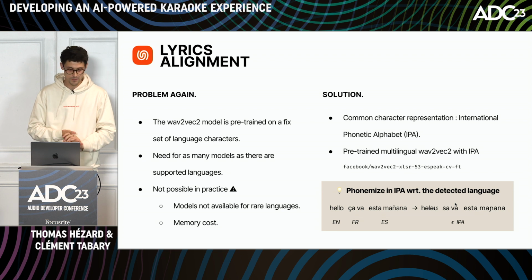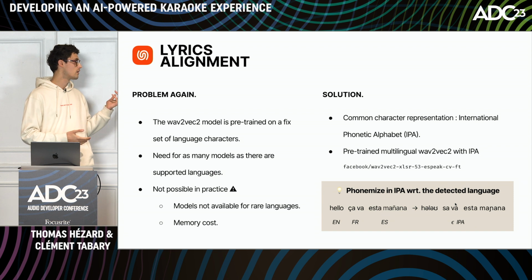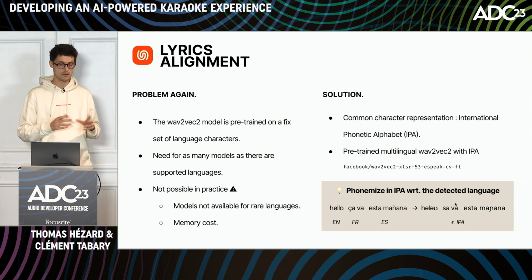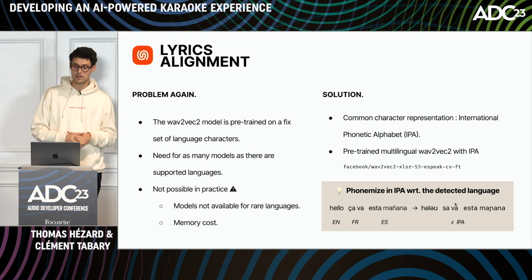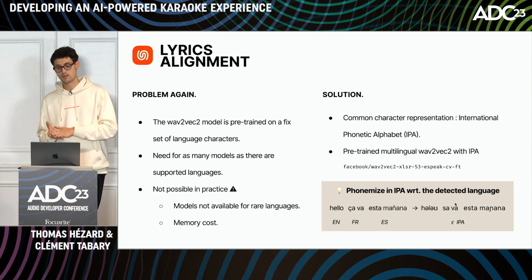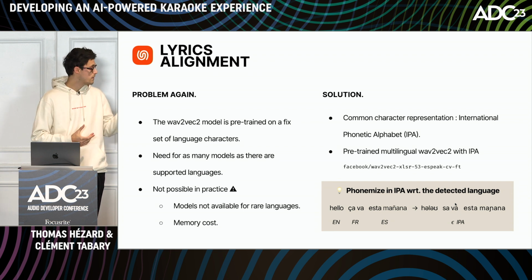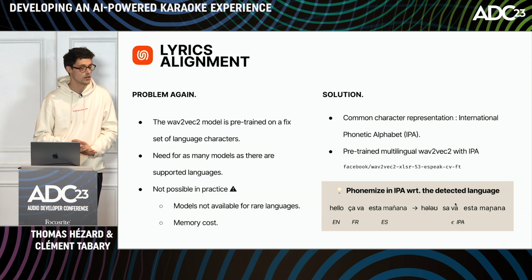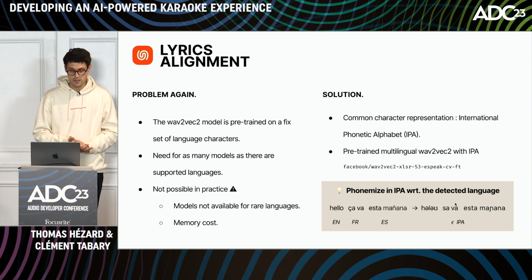Where was I? Okay. So I said the transcriber handles hundreds of languages, but our aligner only supports one. How to continue to support all the 100 languages? We could go for one aligner model for every language, but it would be a problem in terms of memory costs. Plus, those aligners are not even available for more rare languages. So how do we deal with this?